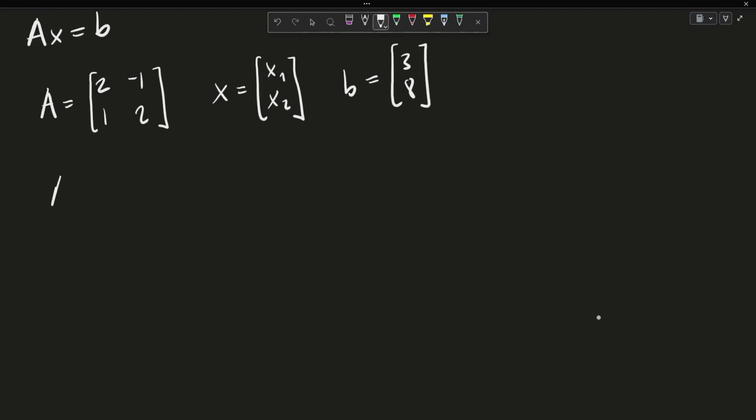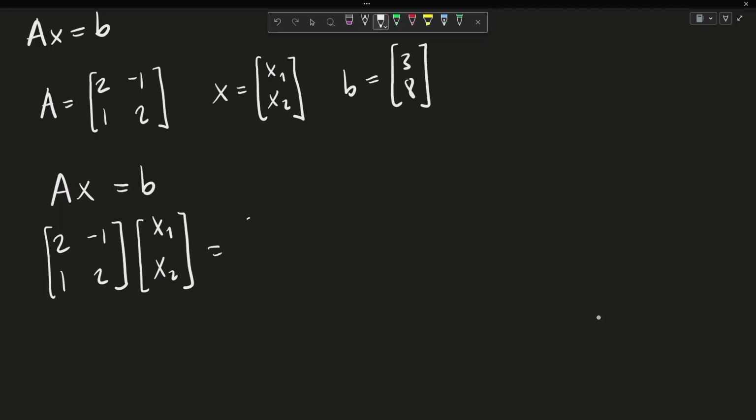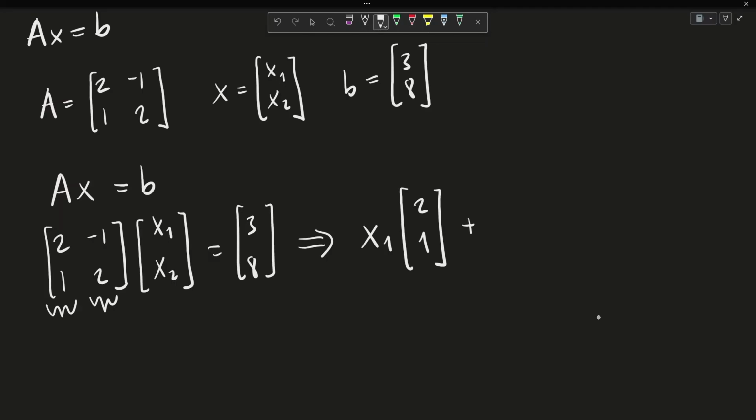And we attempt to solve ax equals b. What we'll find is that 2, negative 1, 1, 2, times x1, x2 equals 3, 8. So when we say we want to represent this as a linear combination of the columns of A, what we mean is we want to express this in this sort of way, where we take x1 and multiply it by the first column, and then we add x2 multiplied by the second column, and that linear combination will be equal to b.